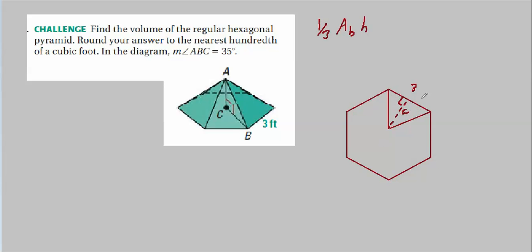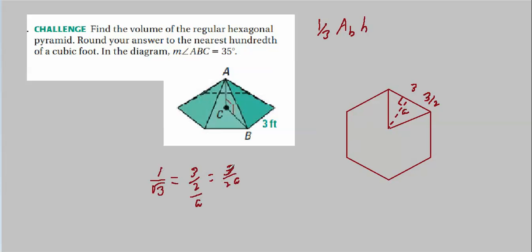And this little half, this section right here, this is 3 over 2. Remember, this whole thing is 3. So this part right here, this is just 3 over 2. So tangent of 30 degrees, which we know is 1 over the square root of 3, equals opposite over adjacent. That's 3/2 over A, or 3 over 2A.